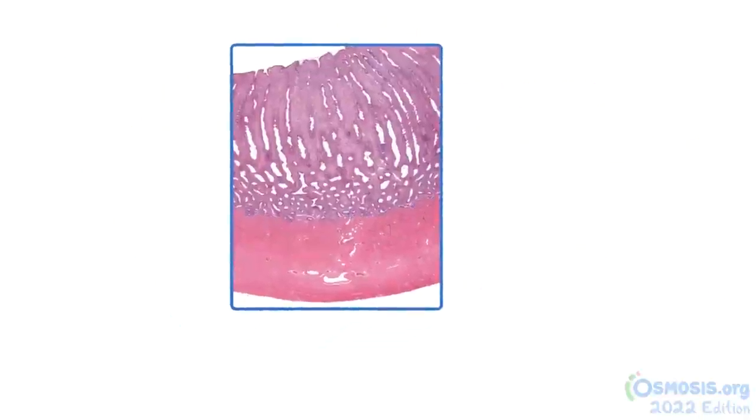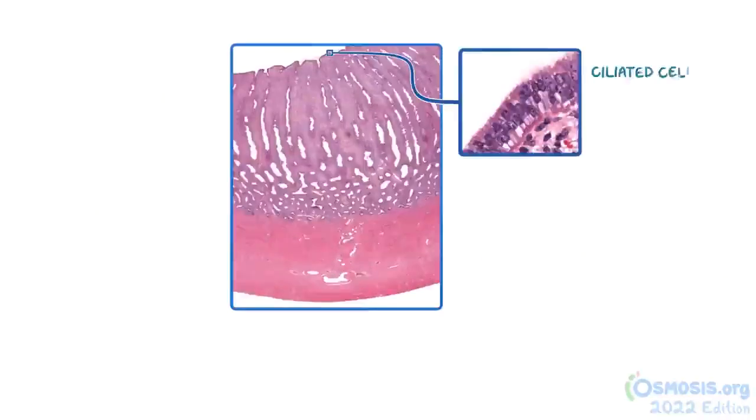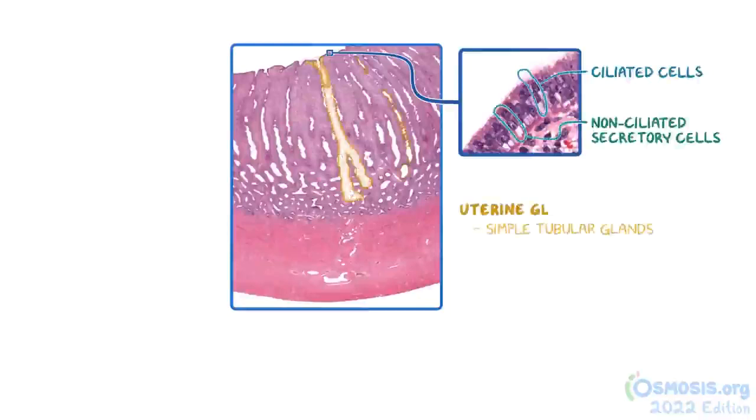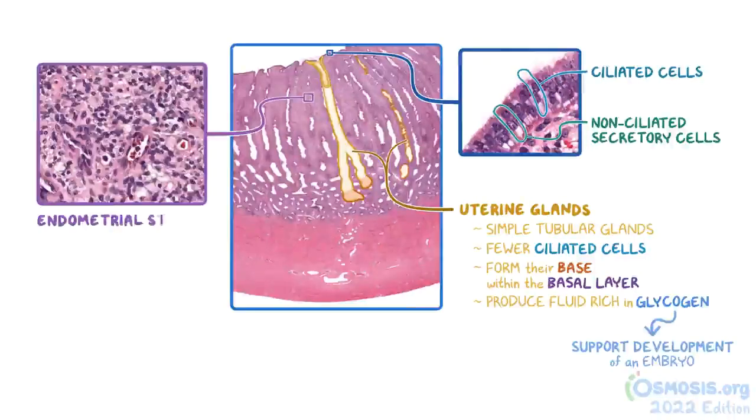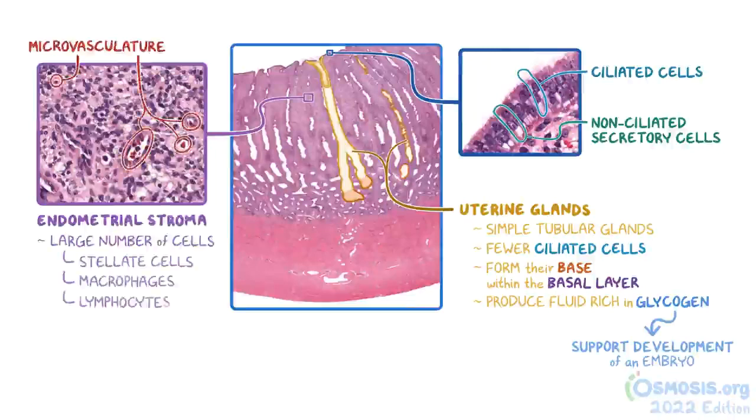The functional layer's simple columnar epithelium consists of both ciliated cells and non-ciliated secretory cells. During the menstrual cycle, the epithelium invaginates to form simple tubular glands called uterine glands, although the glands contain fewer ciliated cells compared to the surface epithelium. These glands extend through the functional layer and form their base within the basal layer of the mucosa. The uterine glands produce a fluid rich in glycogen, which helps support the development of an embryo. The surrounding supportive tissue is the endometrial stroma, which contains an extensive microvasculature as well as a large number of cells, including stellate cells, macrophages, and lymphocytes.